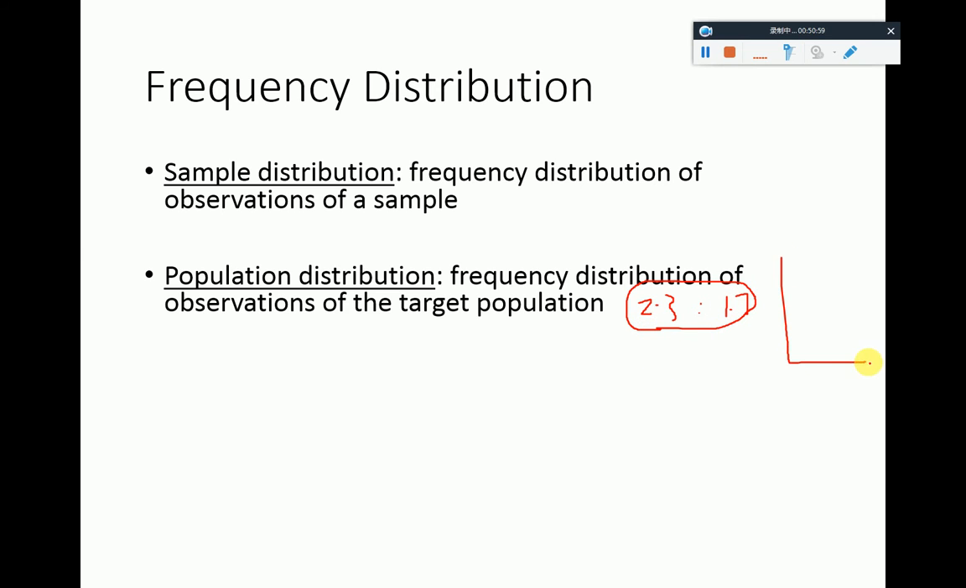We can easily plot them, right? So here is men, here's women, and this is the ratio, the frequency. Men is 2.3, women is 1.7. The bar for women is lower, and it's a bar chart because gender is categorical. And then I told you, in a sample, the distribution between men and women is about, I'm making things up, 2.0 to 1.